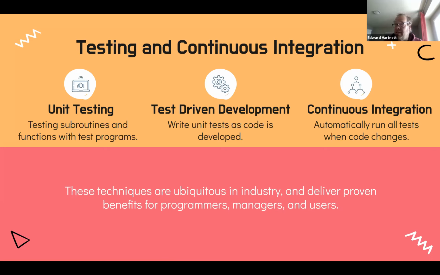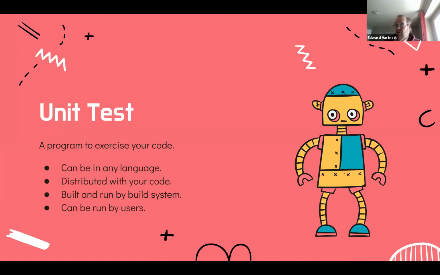As I said, these techniques are ubiquitous in industry, and the benefits they deliver have been proven time and time again. A unit test is a program that exercises your code. It can be in any language. It's distributed with the code. It can be built and run by the users when they build your code. When they build your code, then they get to run all the tests, and then they have confidence that their build worked and your code is now working on their platform.